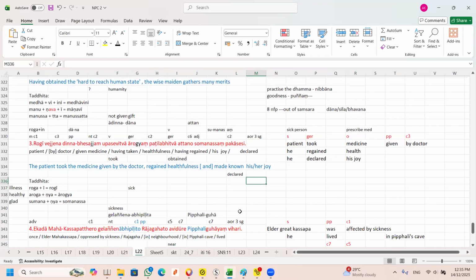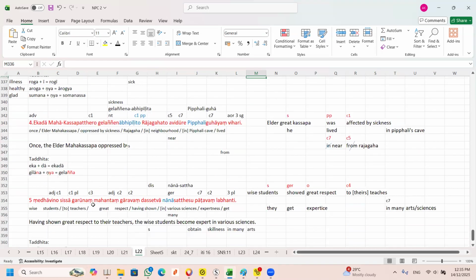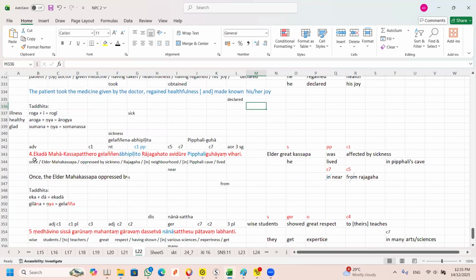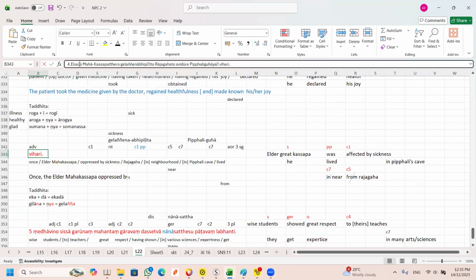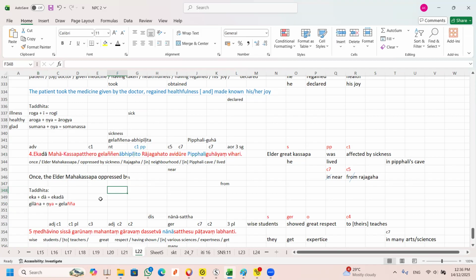Okay. Any questions? We only have 5 only, so after that, okay. This is the one, ekada, Edward. This is the one we look at. Eka plus da. This should be your main subject. You can see, elder, great Kashyapa. Then you look at it. Can you see this?